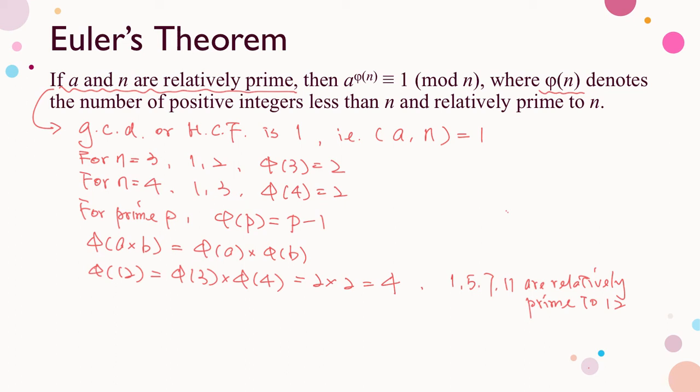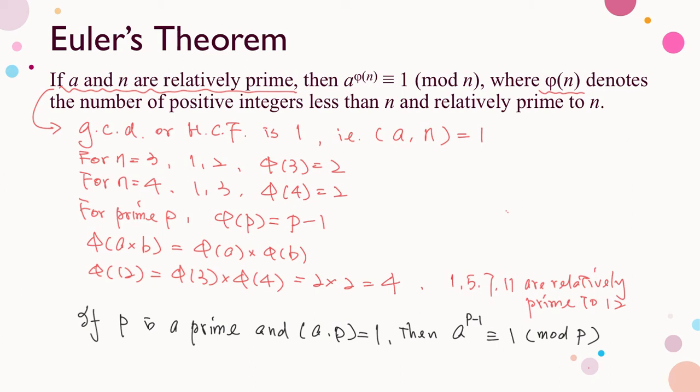When n is a prime, the statement can be rephrased as: if p is a prime and a and p are relatively prime, then a to the power p minus 1 is congruent to 1 mod p. This statement is known as Fermat's little theorem. In other words, Fermat's little theorem is a special case of Euler's theorem.